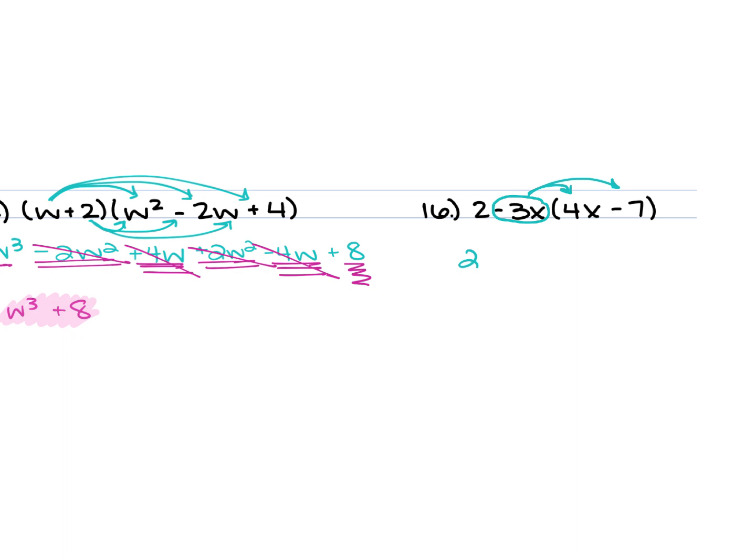So the negative 3x times 4x gives us negative 12x squared. Then the negative 3x times negative 7 is a positive 21x. If we put this in standard form, it's going to give us negative 12x squared plus 21x plus 2. Again, with these, your answers should be in standard form, which means the highest power should go to the far left, and based off of your powers from left to right, they should go from largest to smallest.